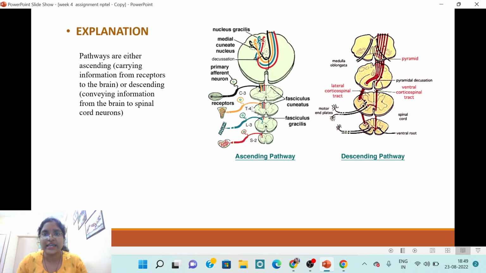The ascending pathway carries information from the receptors to the brain, and the opposite happens in the descending pathway, that is they are conveying information from the brain to the spinal cord. Okay, so this is the motor pathway, and ascending pathway is the sensory pathway, as it contains sensory receptors which carry the information to the brain, whereas there are no receptors in the descending pathway. The brain conveys the information to the spinal cord through the motor pathway, okay, or the descending pathway. So we'll move on to the next question.